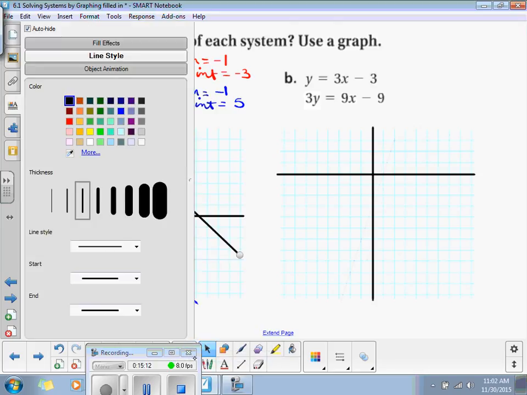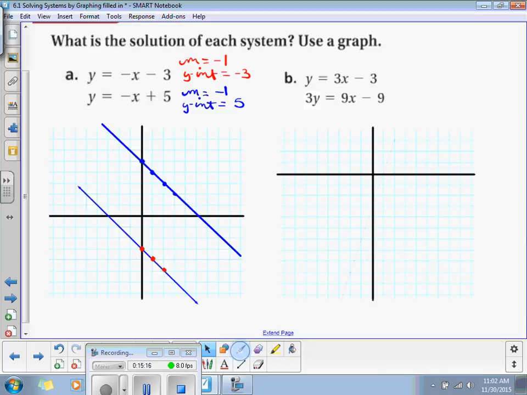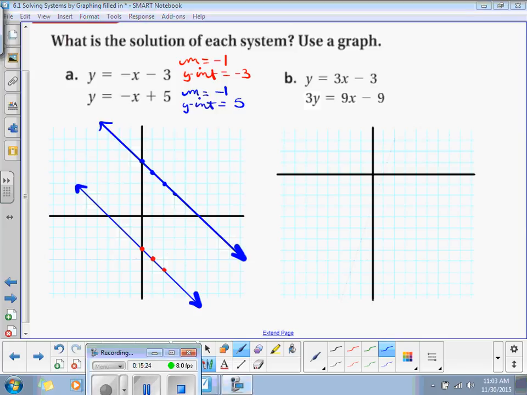And what kind of lines are they? They are parallel, just as we suspected. So these are parallel. Therefore, how many solutions? No solutions.